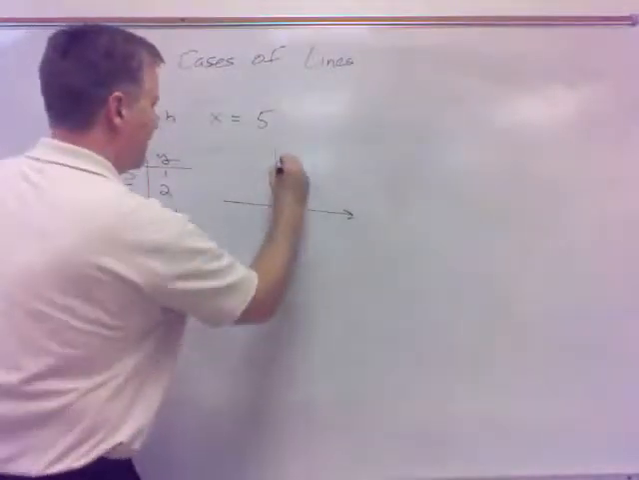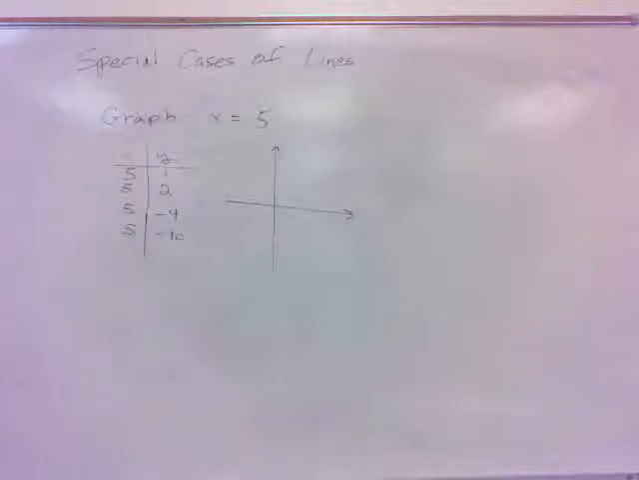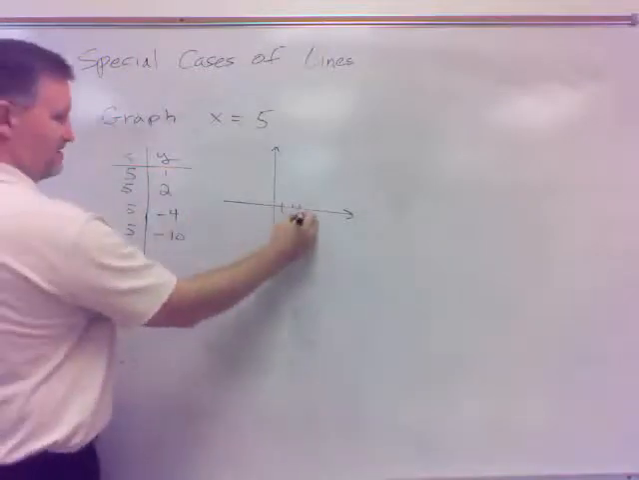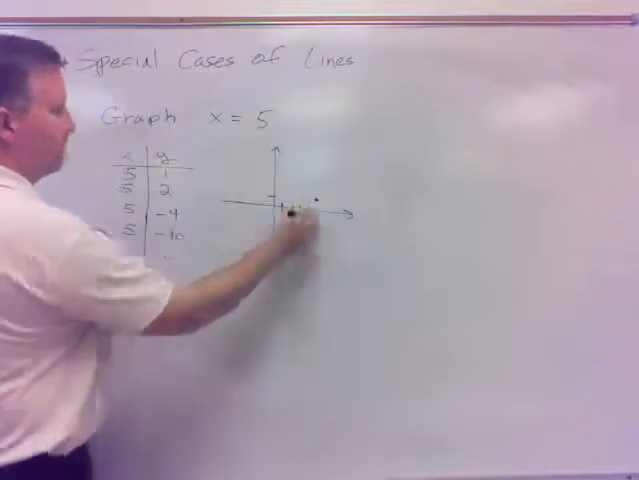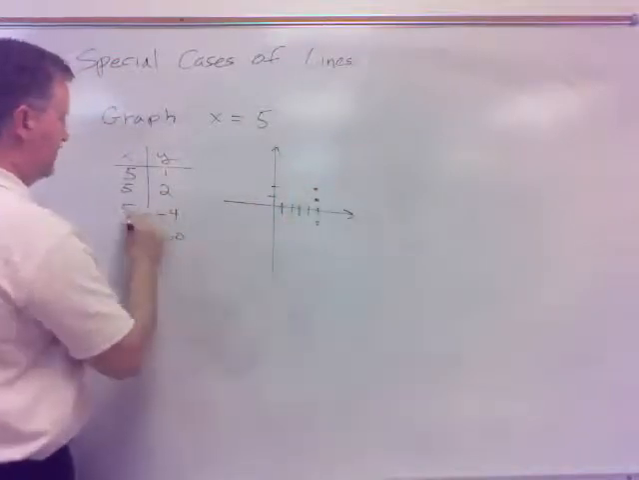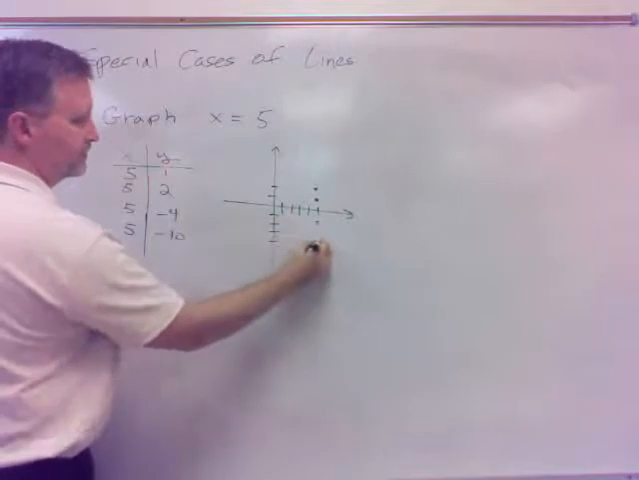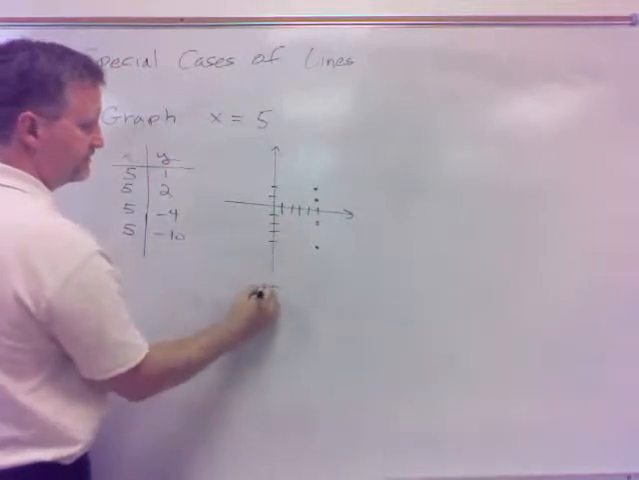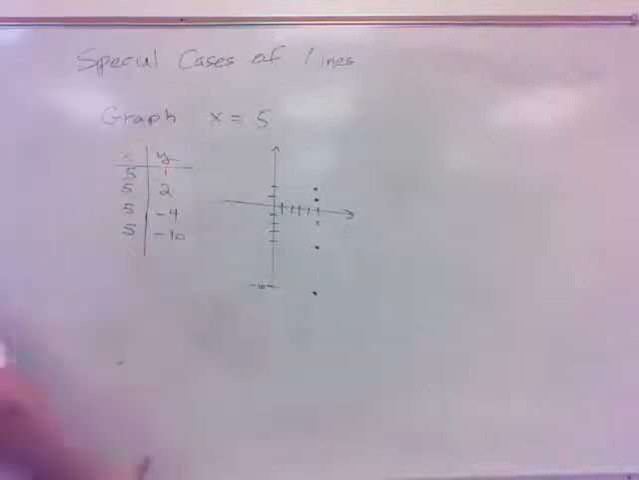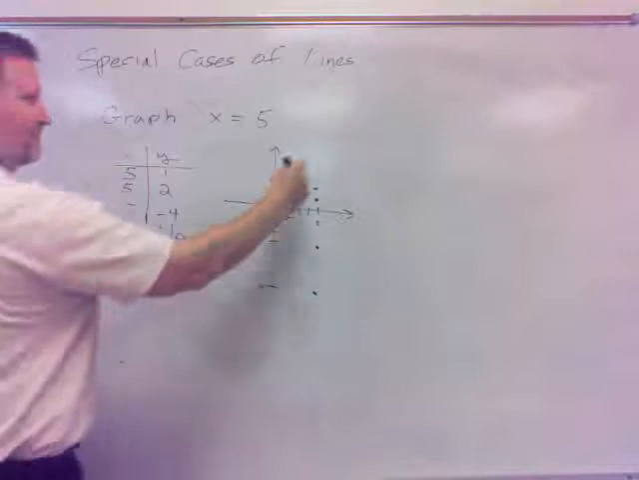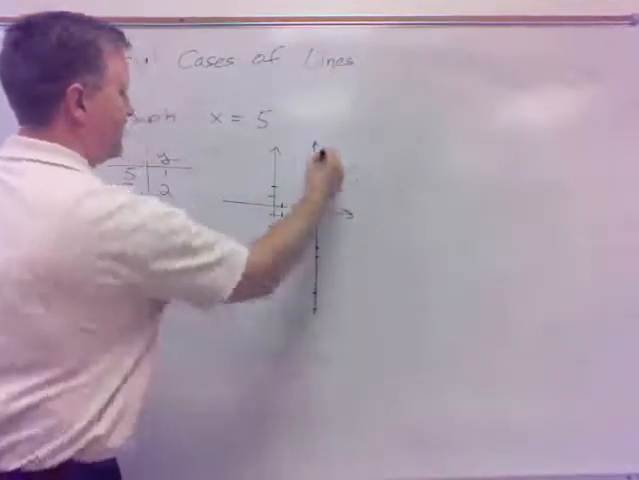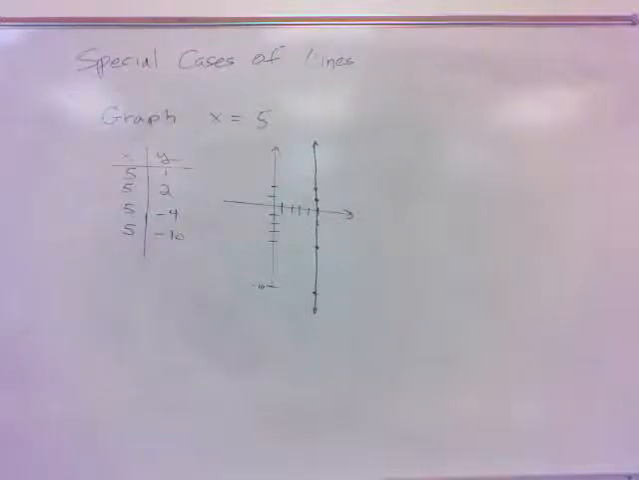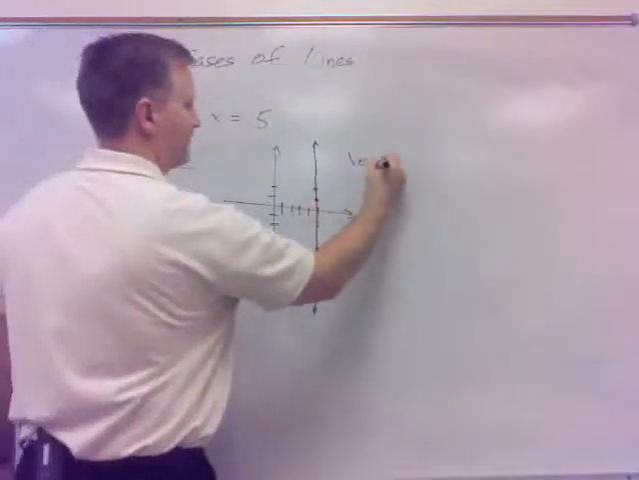All right, well, what that means is, when I go to graphing that, x is 5, y is 1, wouldn't that be here? And then x is 5, y is 2 would be here. And then x is 5, y is -4 would be here. And then x is 5, y is -10 would be there. Those points are all lining up how? Straight up and down. Also known as, what is straight up and down known as? Vertical. Yeah, this is a vertical line.